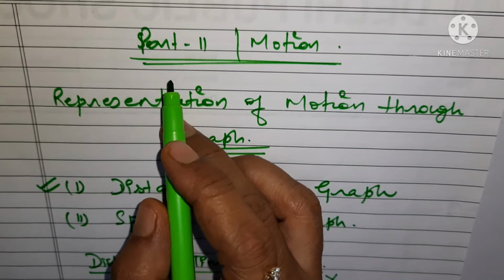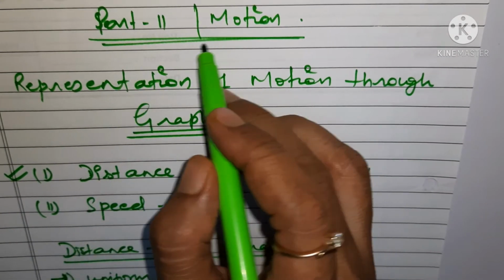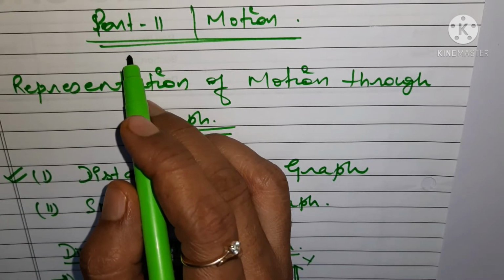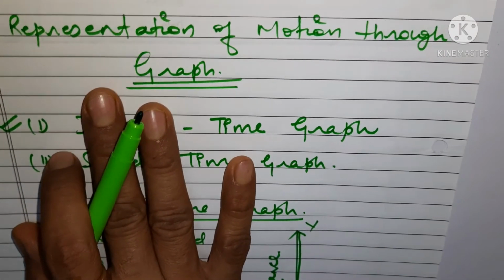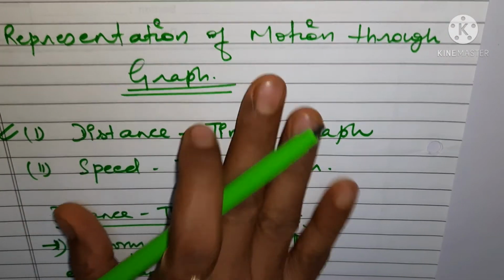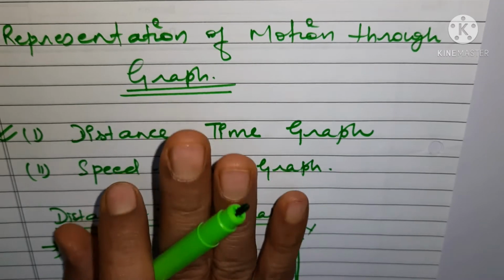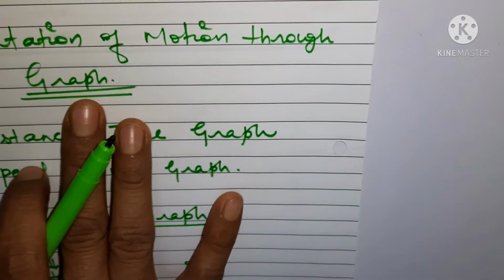We are going through a series of classes under the chapter. The name of the chapter is motion, and the session which we are going to start today is the 11th one. Today our topic is representation of motion through graph. Now, before starting with graphical presentation of motion, let me tell you two things.